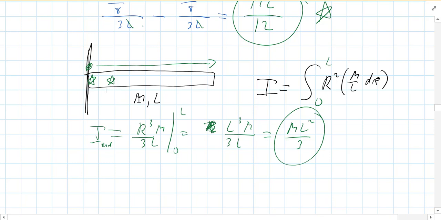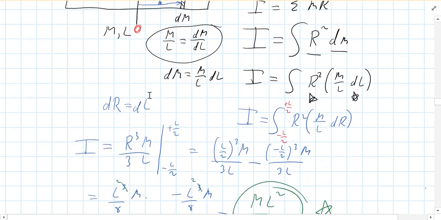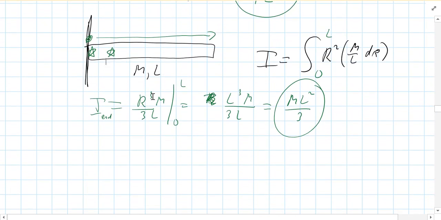Now, for this rod, you could pick any other axis you want to spin it around. So for instance, maybe you pick an axis here, which is 1/4 L away from the end. Well, then your limits would be negative L over 4, and the rod would end at positive 3L over 4. So all you have to do if you're looking at a rod is just change the limits depending on where you pick your axis.